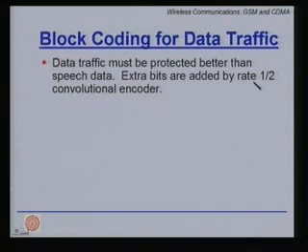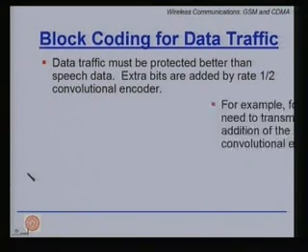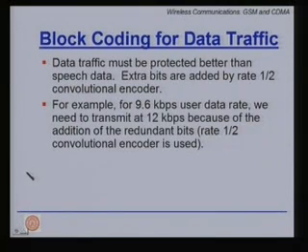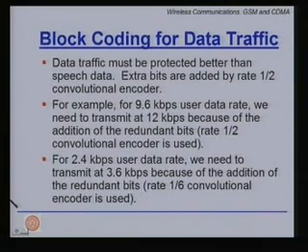Extra bits are added by a rate half convolutional encoder. For example, for 9.6 kilobits per second user data rate, we need to transmit 12 kilobits per second because of the addition of redundant bits. Again, for 2.4 kilobits per second user data, we need to transmit 3.6 kilobits per second because of the redundant bits.